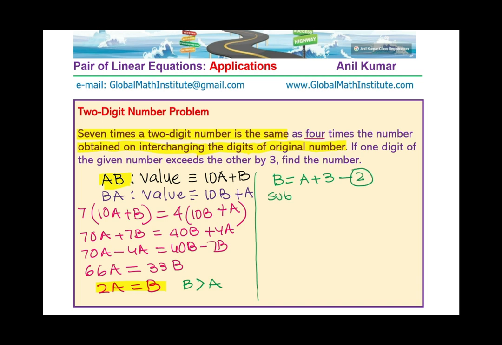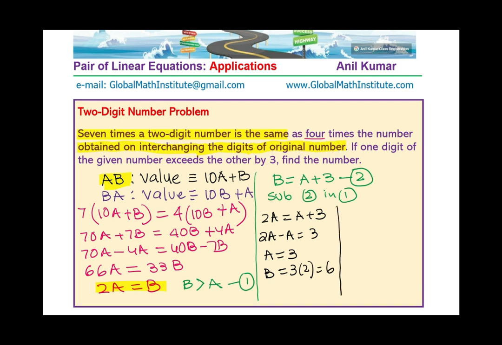Now we'll substitute 2 in 1, which is this equation. Makes sense. And so we get 2A equals B, which is A plus 3. So 2A minus A is 3. A is equal to 3. And therefore, B is equal to 3 times 2, which is 6. Correct. And therefore, we can say the number is, A is 3, B is 6, 36.